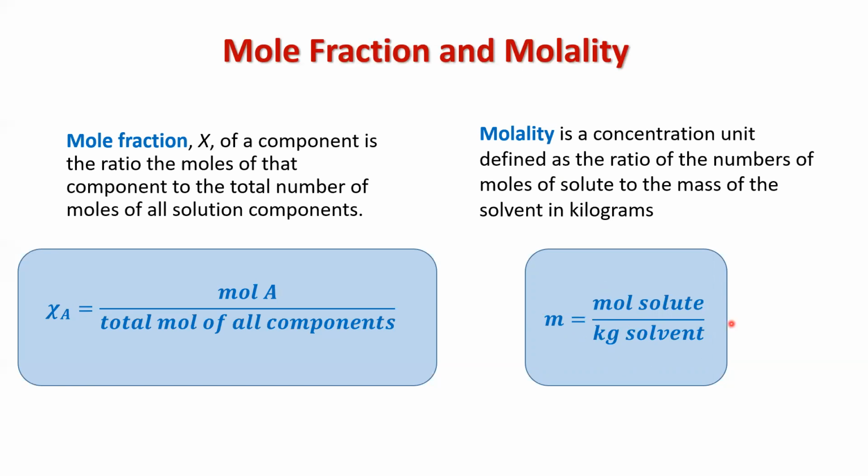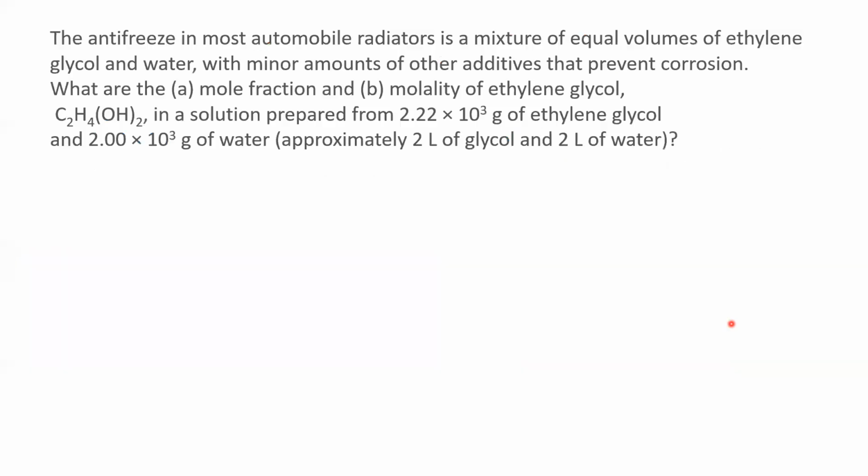And what we have to be able to do is not just singly calculate one of these concentrations, but we have to be able to go back and forth from one unit of concentration to another. So we're going to do some practice problems on that. So the first question here talks about antifreeze. An antifreeze is a mixture of a substance called ethylene glycol and water. And there are some other things that are in there as well, but those are the two main components that we're going to focus on.